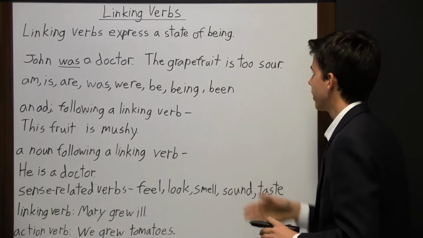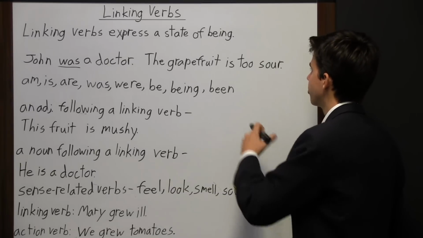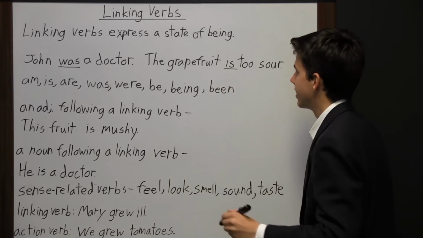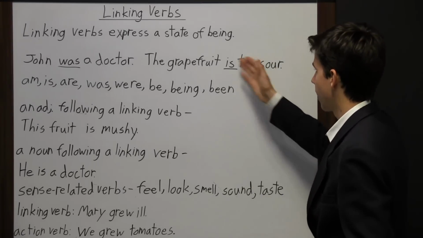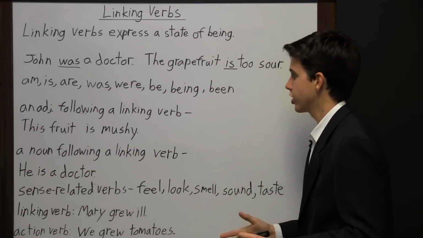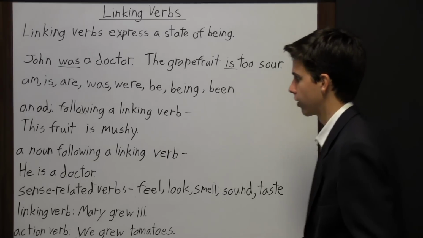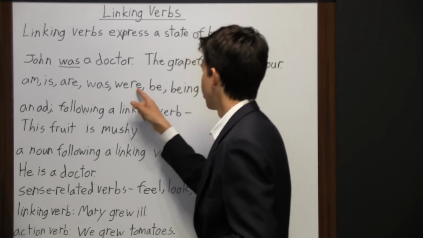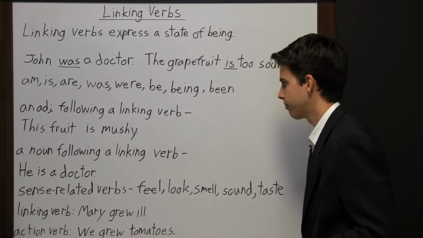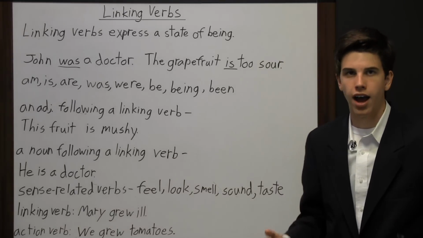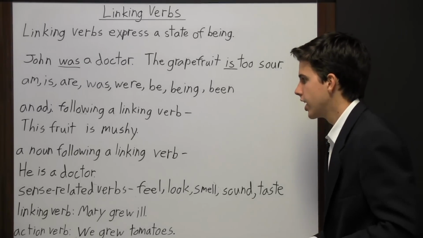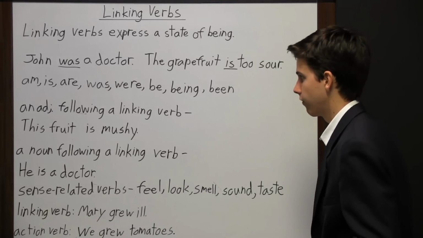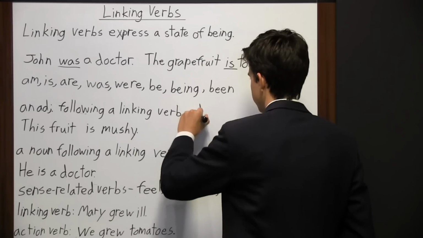And then the grapefruit here is too sour. The grapefruit is too sour. So is the linking verb here, and again it's expressing a state of being because it's describing grapefruit. So in addition to was and is, some other linking verbs are am, are, were, be, being, and been. Now, a noun or an adjective is going to follow a linking verb. So when an adjective follows a linking verb, it describes the subject.